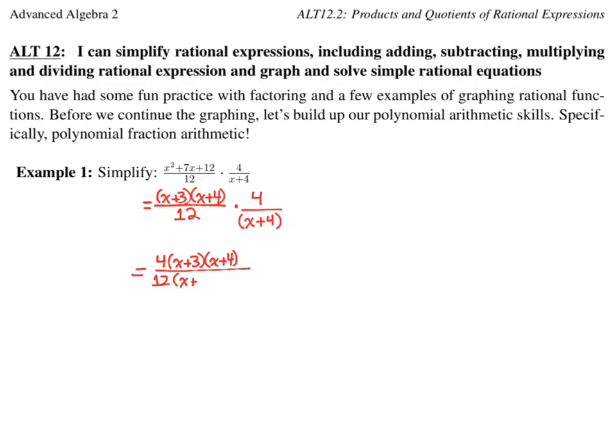multiplying fractions is no problem. Top times top, bottom times bottom. Now the x plus 4's cancel, and then the 4 and the 12 reduce, and now I have just x plus 3 over 3. Hopefully that's pretty straightforward.